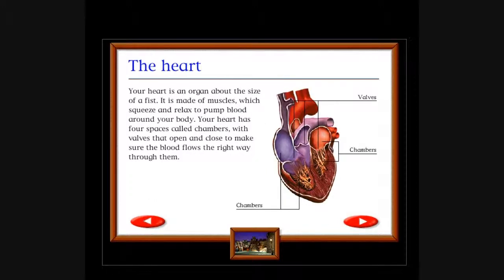Little ginseng. Your heart is an organ about the size of a fist. It is made of muscles which squeeze and relax to pump blood around your body. Your heart has 4 spaces called chambers with valves that open and close to make sure the blood flows the right way through them. Valves. Chambers.